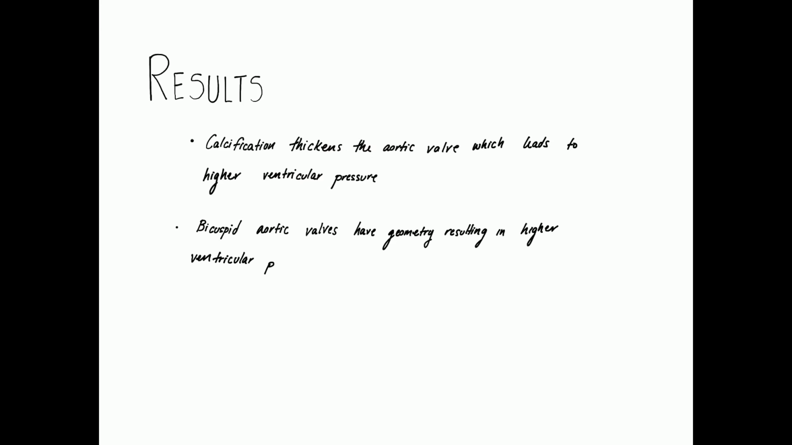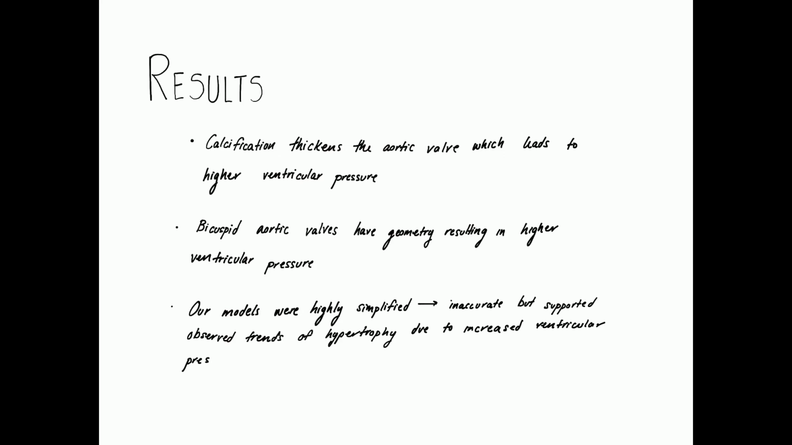In summary, we found that calcification thickens the aortic valve, which leads to higher ventricular pressures. Bicuspid geometry also lends itself to higher ventricular pressures. Although our approximations are fairly inaccurate, our results are consistent with observed symptoms.